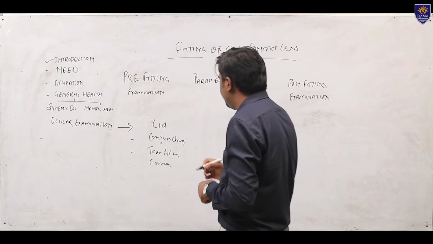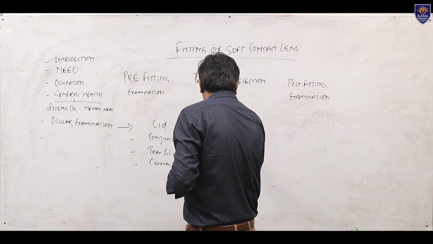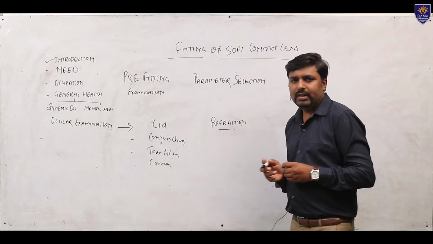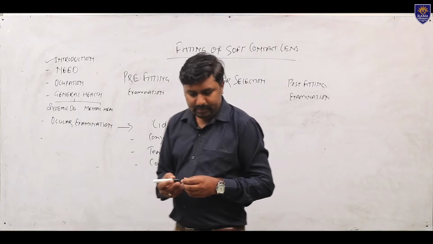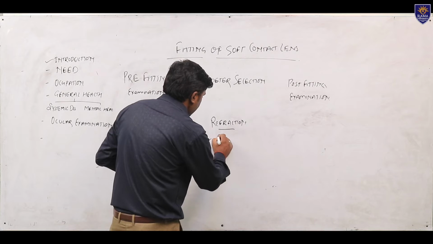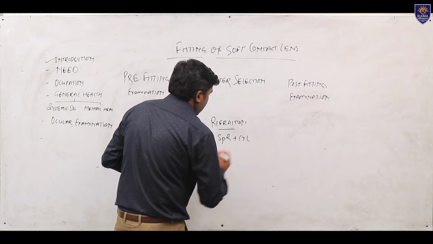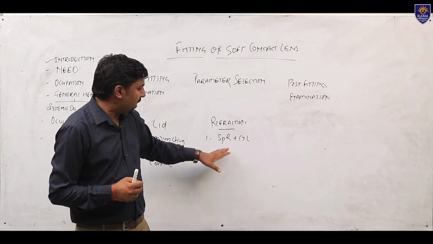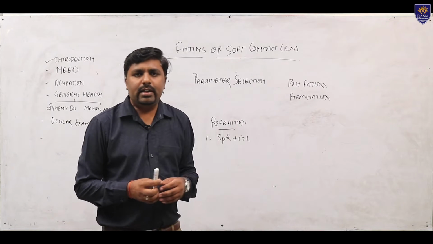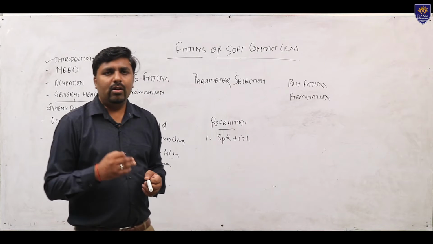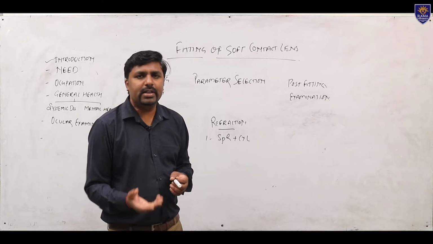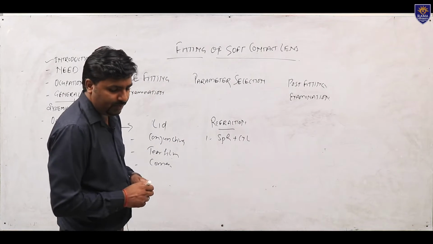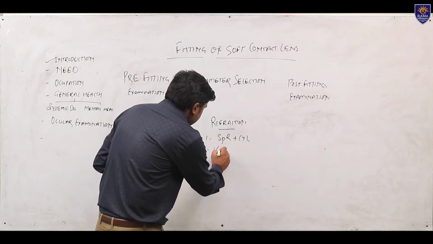Next, we will do refraction. After ocular examination, we will do refraction. In refraction, we will cover first spherical and cylindrical power: what is the power of the spectacle? Does the patient have only spherical, only cylindrical, or a spherical plus cylindrical combination? Based on that we will choose our contact lenses.